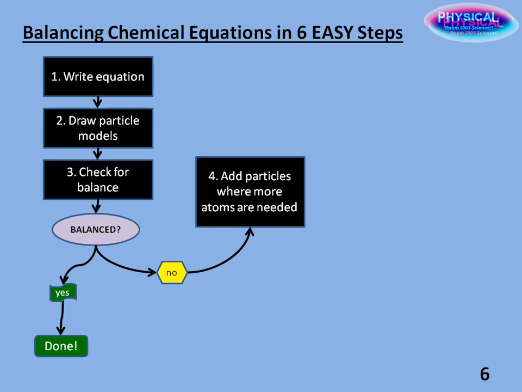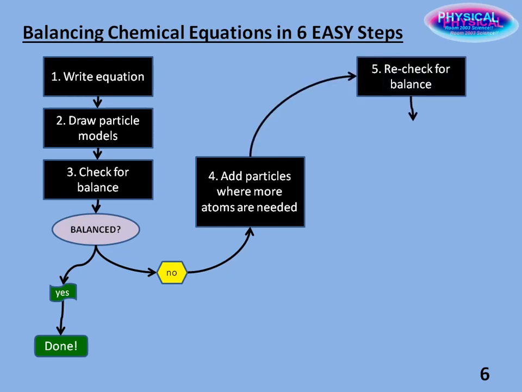Now this, next to step number 2, is key. We have to add whole particles, the particles that are in the equation. We cannot add part of a particle. This is why number 2 is so important. Number 2 will help you visualize the particles, and make sure that when you add them, you add whole particles and not just subparts of particles. So we add particles where more atoms are needed, and then we recheck for balance.